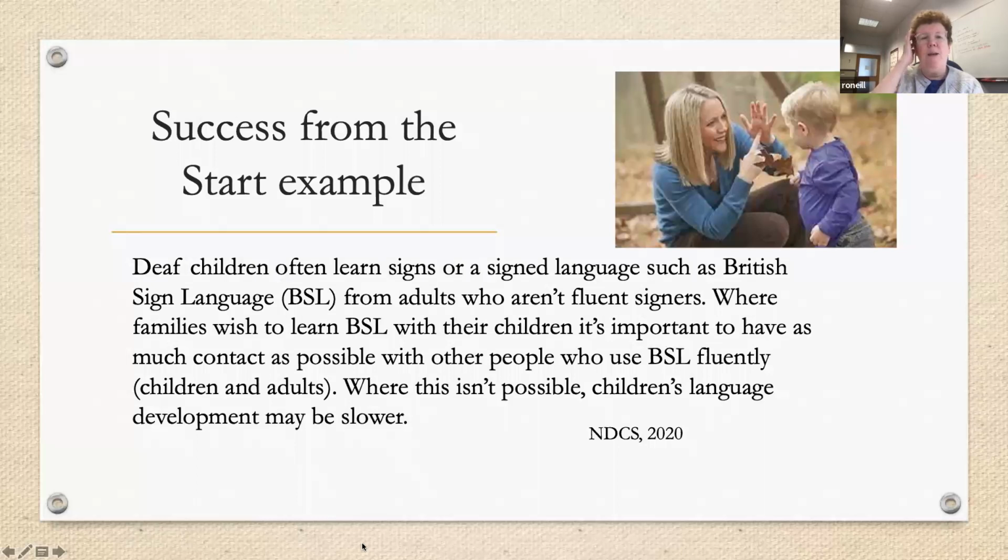And then this part explains about language input, and really there wasn't very much about language input. There's an assumption all the way through that there is plenty of spoken language around the child, but this was the little part which was about the possibility of having a signed language in the environment. Deaf children often learn signs or a sign language such as British Sign Language from adults who aren't fluent signers. Where families wish to learn BSL with their children, it's important to have as much contact as possible with other people who use BSL fluently, children and adults. Where this isn't possible, children's language development may be slower.